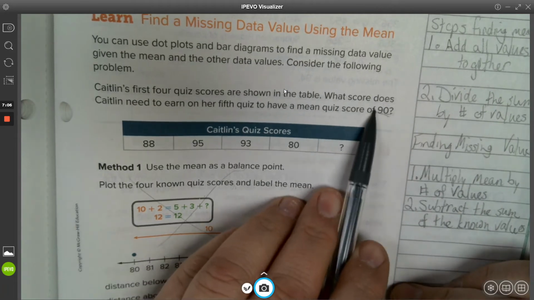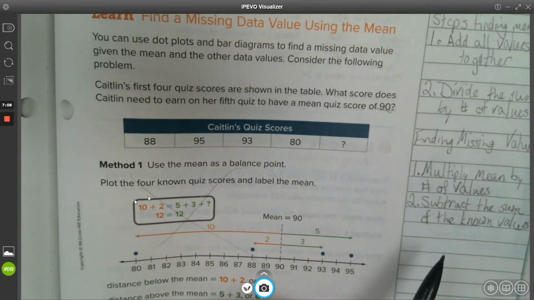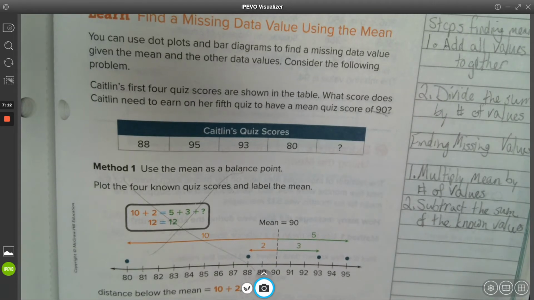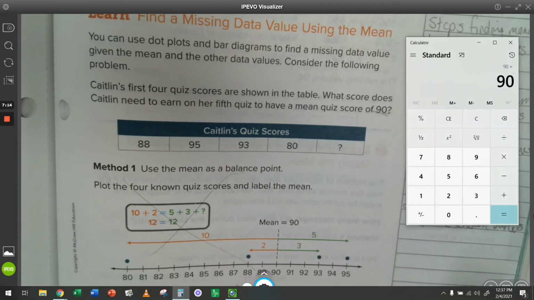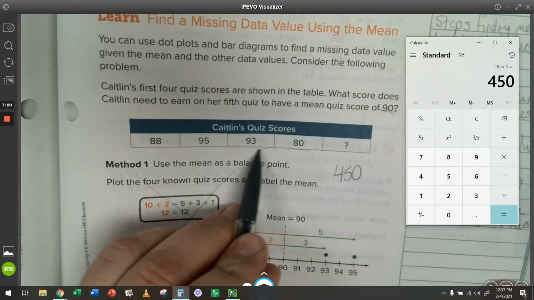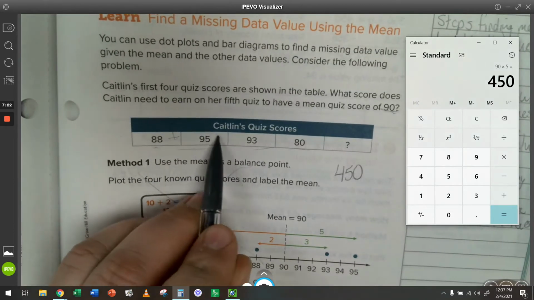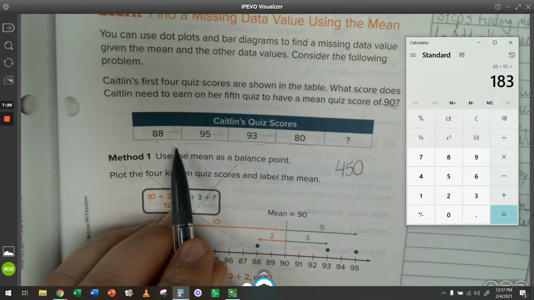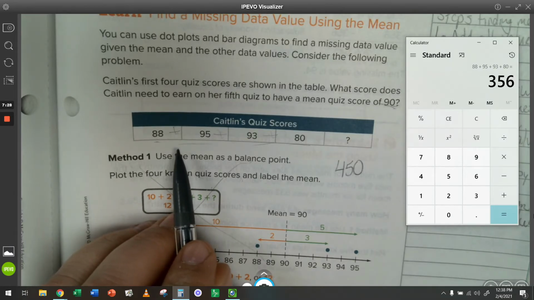Remember, first start by multiplying 90 by 5. So here's my calculator, 90 times 5. Okay, so we know then that we have 450. What we have to do now is add these four scores together. 88 plus 95 plus 93 plus 80 equals 356.